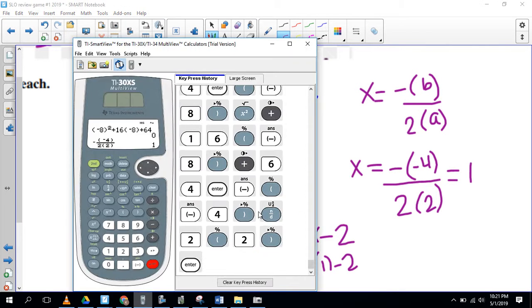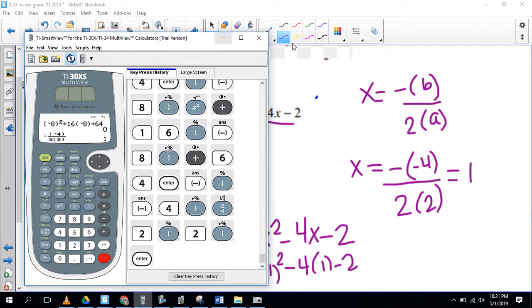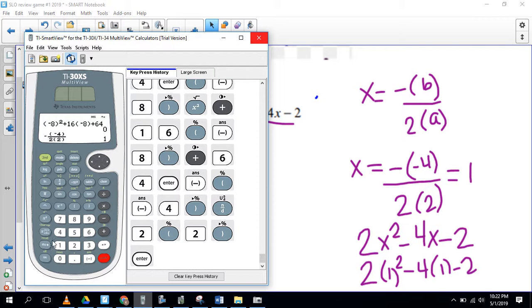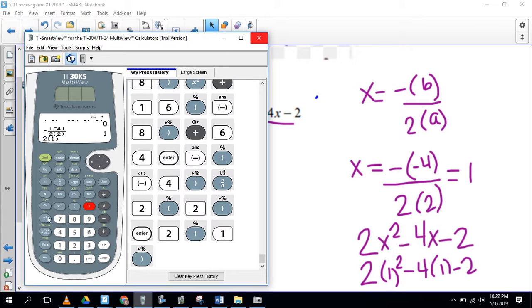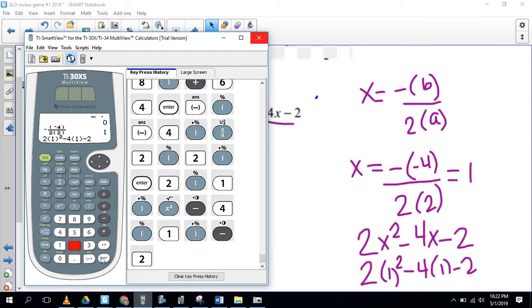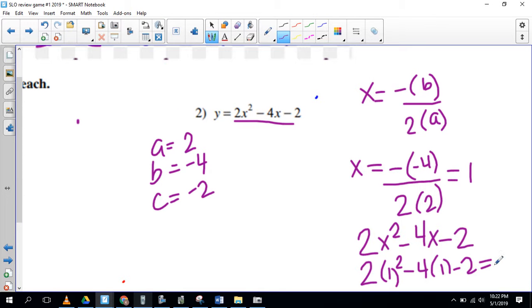And then I'm going to get my calculator. And wait 1 second. So I'm going to get my calculator back up. I'm going to do 2 parentheses 1. I think it was squared minus 4 parentheses 1 minus 2. And we get -4. Okay, so this one's going to work a little bit better, so you can kind of see everything. So when I write it, I'm going to have 1, -4. That's my x and y, or another way of saying it, my h and k.